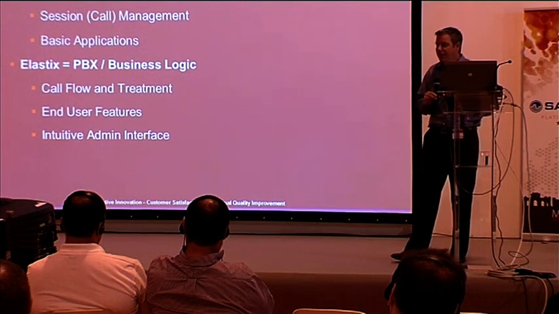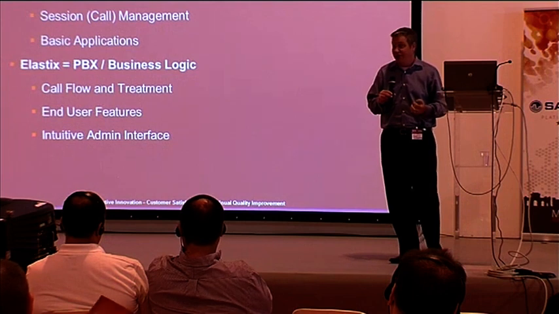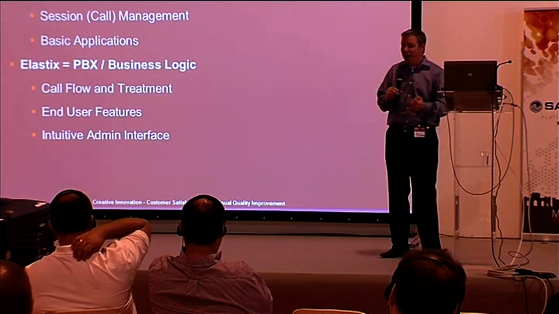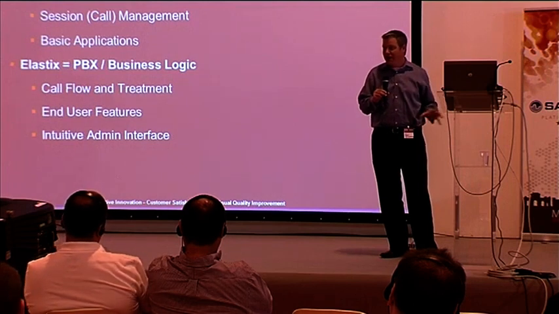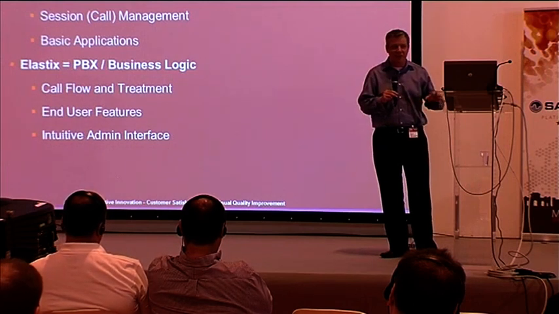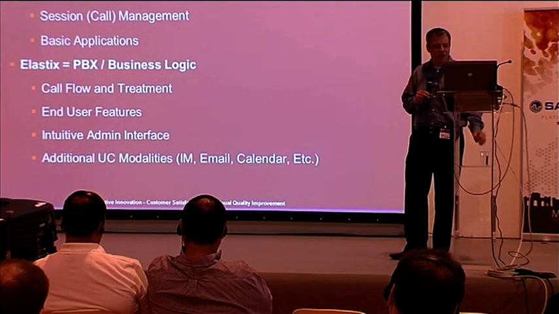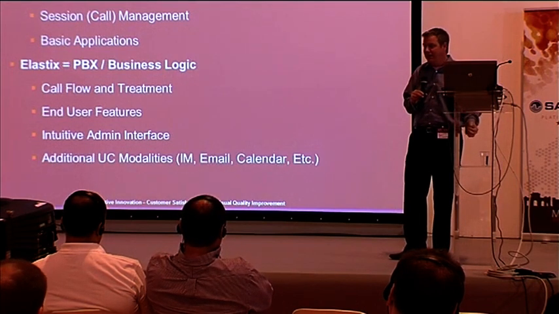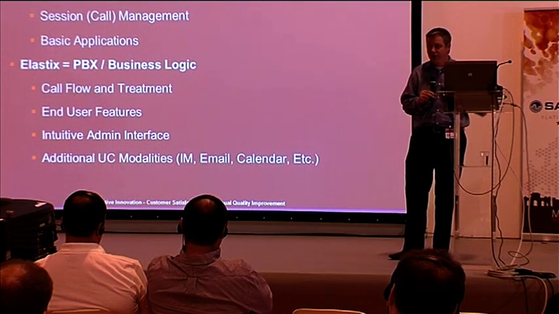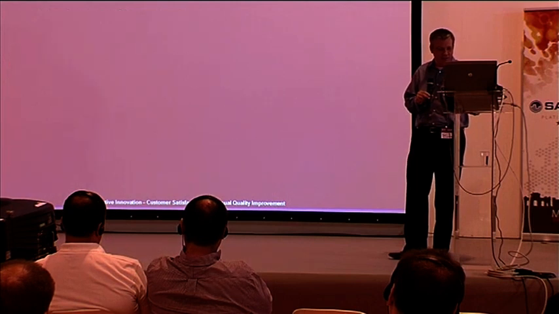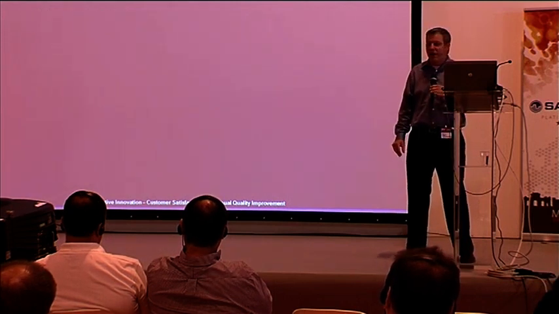And then of course the intuitive administrative interface, because if you look at Asterisk, Asterisk is an engine. You don't drive the engine, you drive the whole car, and the engine is controlled by an overlay of things like steering wheels and linkages and tires, etc. And of course additional UC modalities, things like instant messaging, email, calendar, etc., are all layered on top through the Elastix system. So the Asterisk basically comes out about once a year.